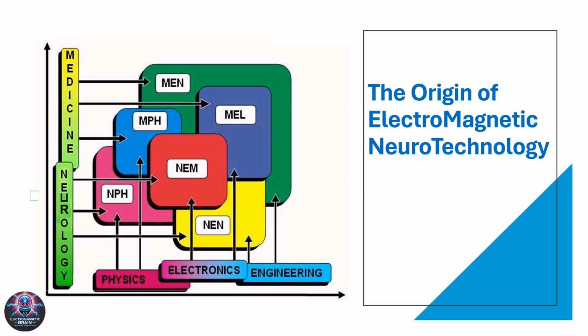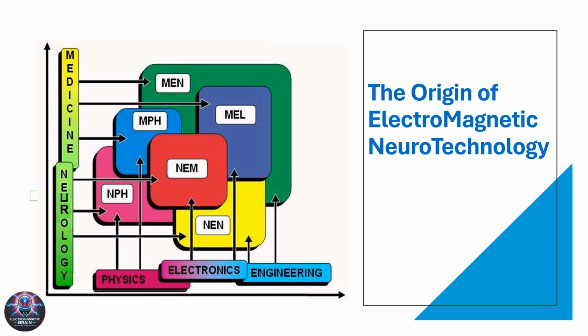1. Electromagnetic fields. In the 19th century, scientists like Michael Faraday and James Clerk Maxwell established the foundations of electromagnetism. Maxwell's equations showed how electric and magnetic fields interact. 2. Neuroscience advances. In the 20th century, researchers discovered that the brain operates using electrical signals. The work of pioneers like Hans Berger, who developed the first EEG, demonstrated that these signals could be detected and measured. Over time, scientists began integrating these fields.